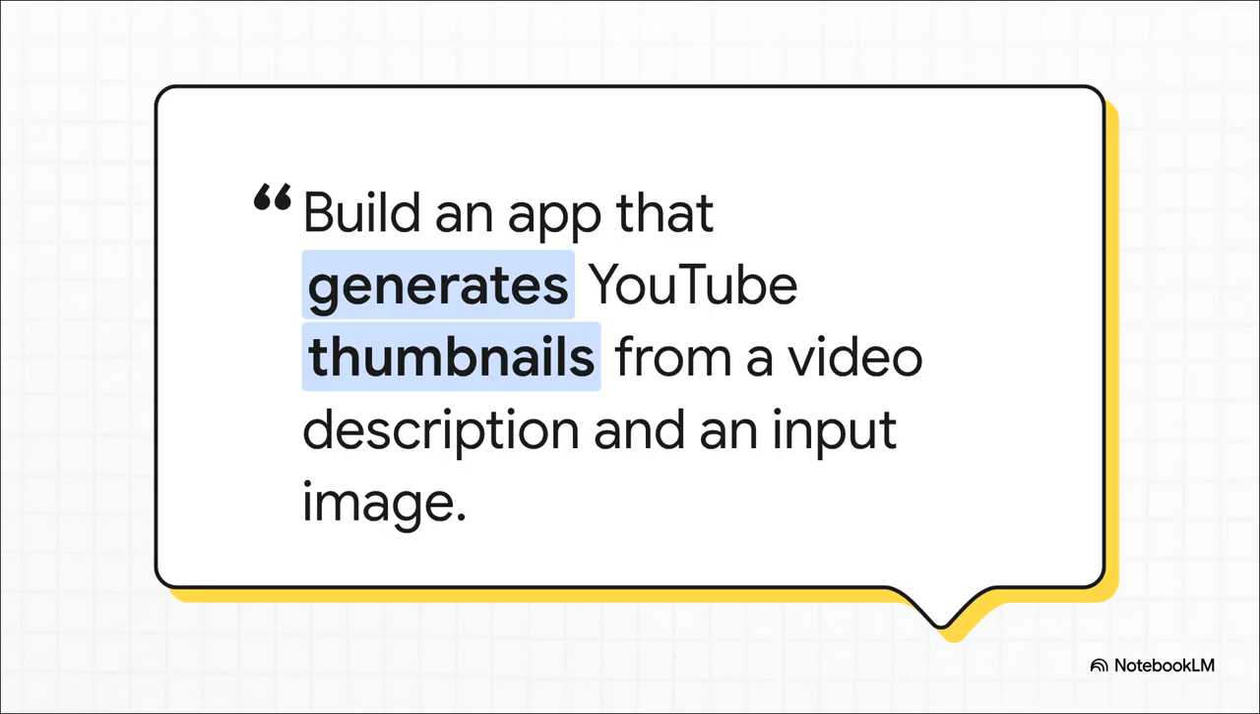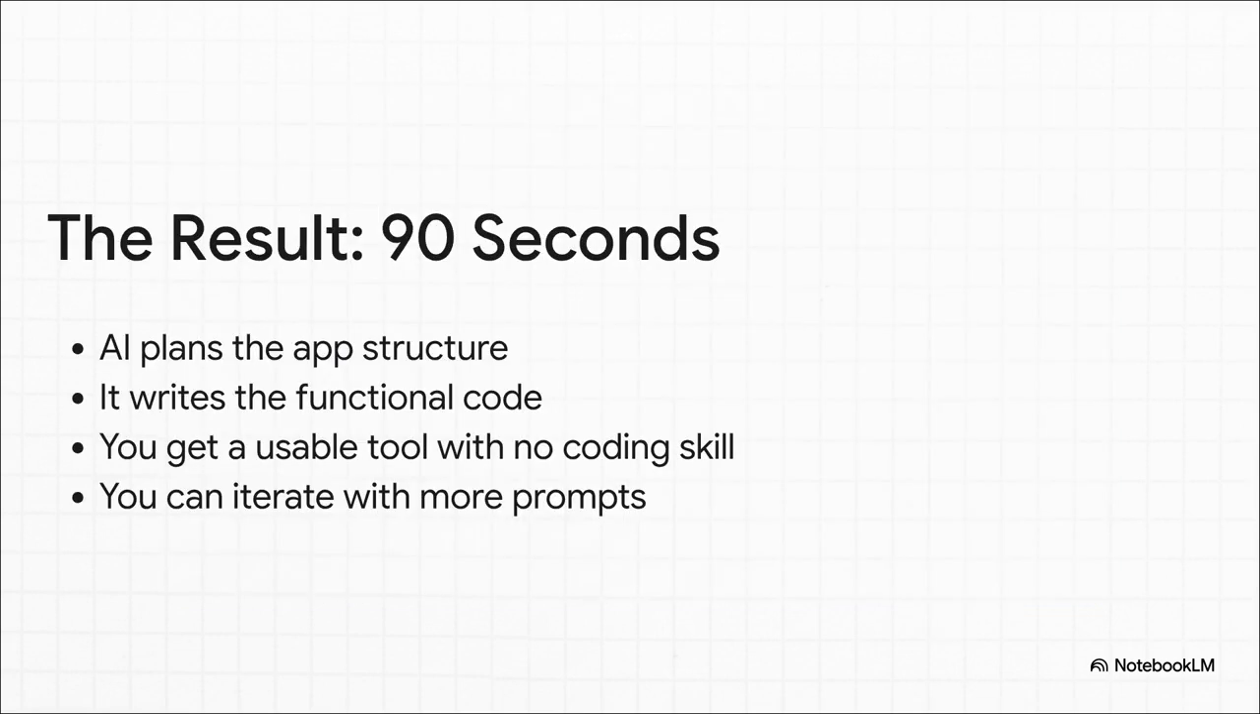You can build actual applications just using plain English. Just look at this prompt. That's not code, it's just a simple idea for a tool that would be so useful for any content creator. And then, in just 90 seconds, the AI planned out the whole app, wrote all the code that makes it work, and spat out a tool you can actually use. Zero coding required. You just describe what you want, and boom, it builds it. And from there, you can just keep tweaking it with more simple prompts.